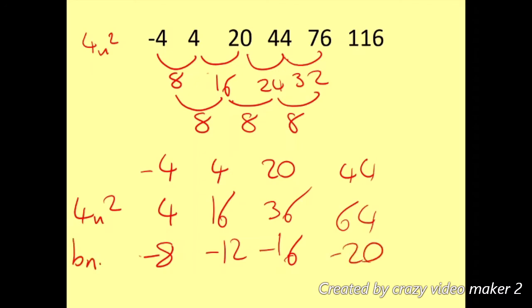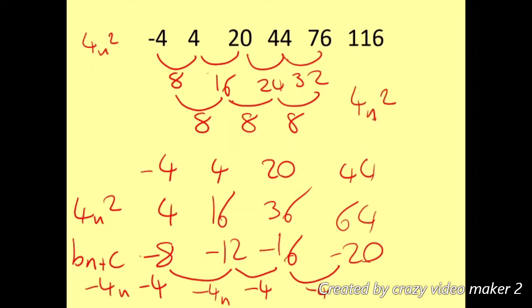This is bn plus c. Nice linear sequence. The difference between minus 8 and minus 12 is minus 4. There's a lot of minuses going on here. Minus 12 and minus 16 is minus 4. Oh good, that's a nice linear sequence. How do I get from minus 4 to minus 8? I actually have to subtract 4 again. So the bn plus c is minus 4n minus 4. So if I put all of it together, I get my 4n squared from the original bit, minus 4n minus 4. That's not confusing at all with the amount of 4s in it.